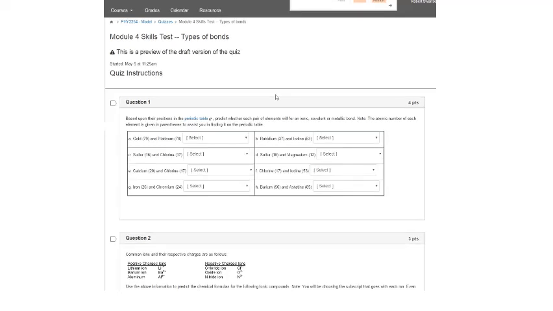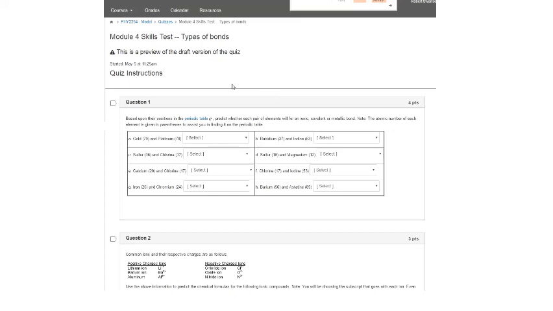Game Module 4 skills test time, and as you hopefully have gathered in Chapter 18, the main story is bonding, right? Figuring out that, first of all, atoms can bond to each other and form molecules, but they don't do it in a similar way. Not all elements bond in the same way with other elements. You can either have ionic bonds, covalent bonds, or metallic bonds.